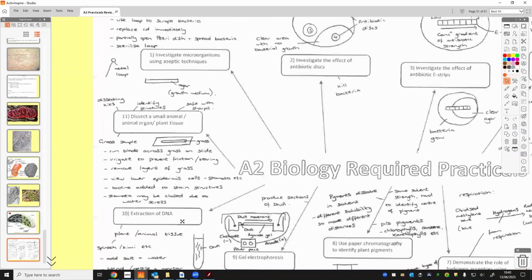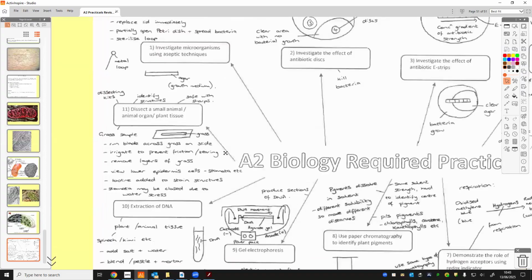And then your dissection, run the blade across. As I say, we've run through that in terms of your leaf scrape, your grass scrape. You're looking for lower epidermal cells. You can use iodine to stain it. You might put water under the cover slip just to prevent air bubbles as well.